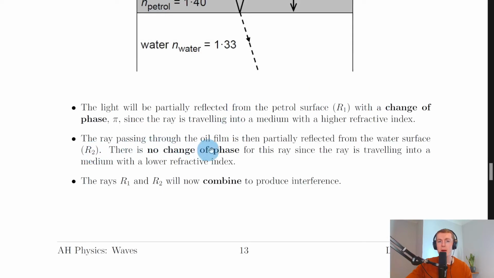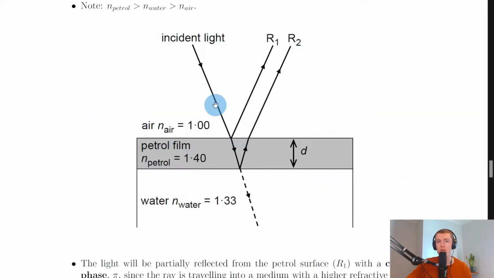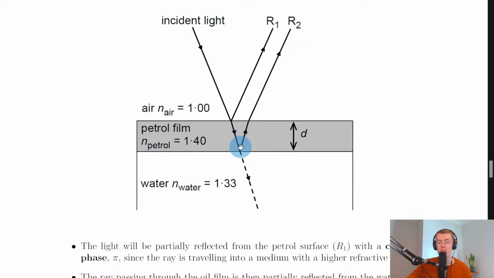It then says the ray passing through the oil film is then partially reflected from the water surface, which we can label R2. There is no change of phase for this ray since the ray is travelling into a medium with a lower refractive index. So there's our ray R2, which has travelled further than ray R1 because this ray has been transmitted through the film surface and back up, and then it's coming back into the air again parallel to ray R1. And we can say that ray R2 is not going to undergo a phase change of pi radians on reflection at this surface because it's going from a more dense medium to a less dense medium, i.e. the petrol to the water. And we know that from the refractive index because the higher the refractive index, the more dense the material.